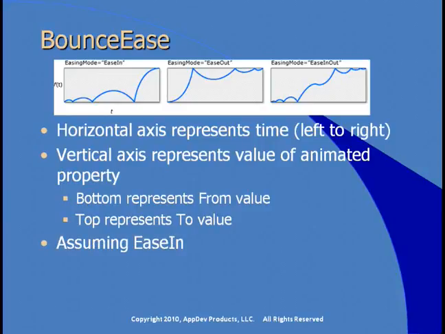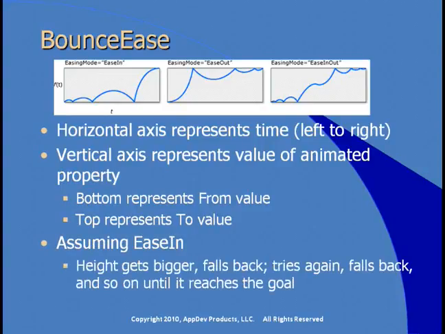Assuming the ease in version for easing mode, imagine you're changing the height of something. Well, if the vertical axis represents the height, you can see it gets a little bigger, then goes back to where it started. Gets a little more bigger, goes back to where it started. Gets a little more bigger, goes back to where it started. And finally, on the fourth bounce, goes up to the final value. So say we're taking a button, starting with its height of 100, changing it to 200. If we were using the easing mode for bounce ease, it would go 100, 110, back to 100.